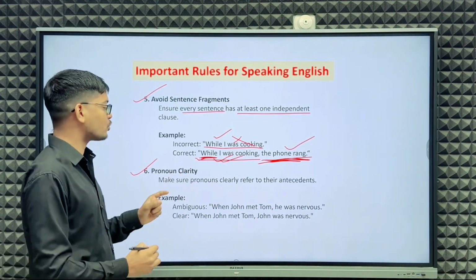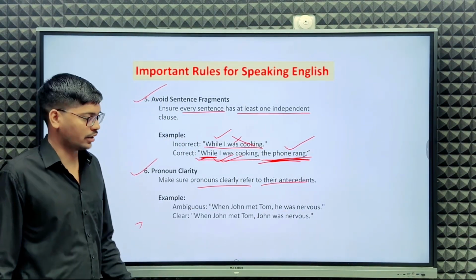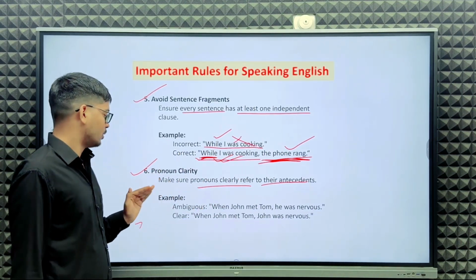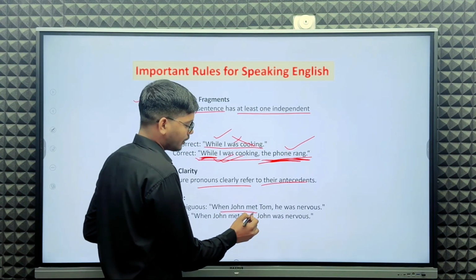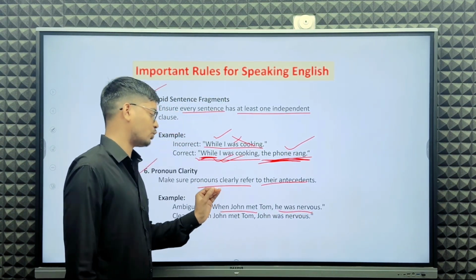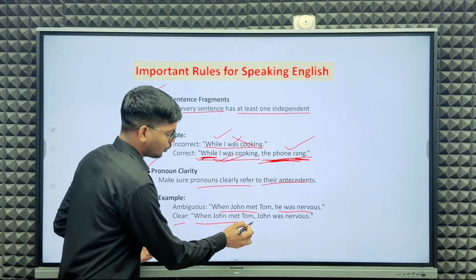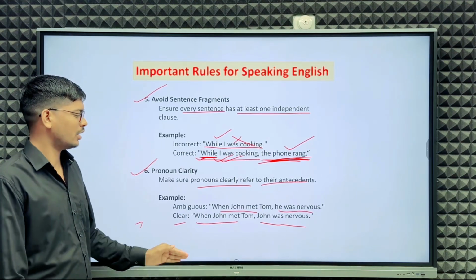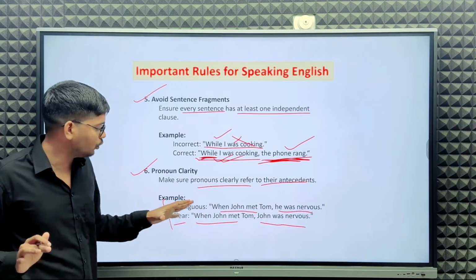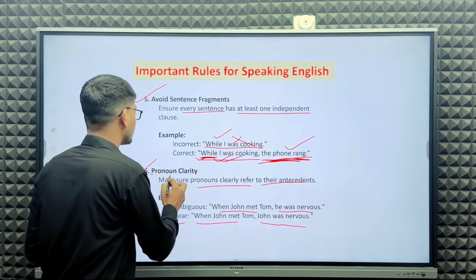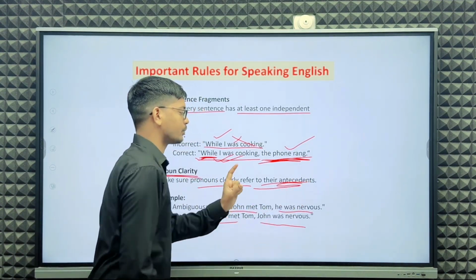Next, pronoun clarity. Make sure pronouns clearly refer to their antecedents. Example, ambiguous: "Ben Johan met Tom. He was nervous." Clear: "Ben Johan met Tom. Johan was nervous." This is a very complicated thing, but you need to understand it. Our concept is pronoun clarity. Make sure pronouns clearly refer to their antecedents.